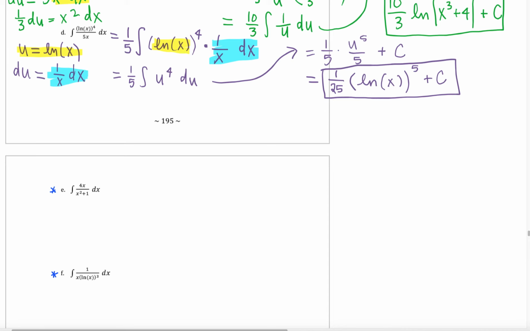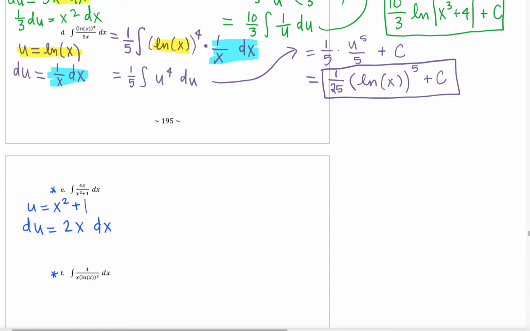So on example E here, we have the integral of 4x over x squared plus 1. In this case, our u is going to be that x squared plus 1, and our du then would be equal to 2x dx. What I want you guys to go ahead and do right now is reset up this integral in terms of u, and then we'll check it together.